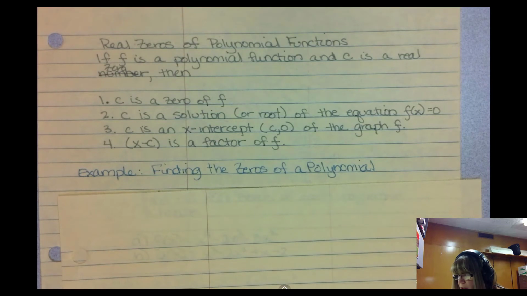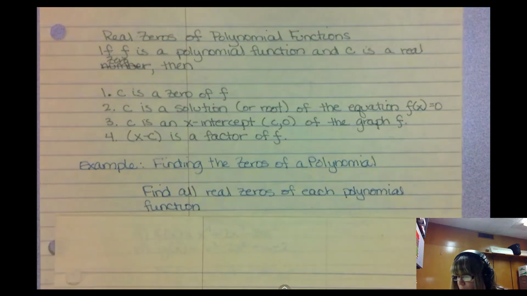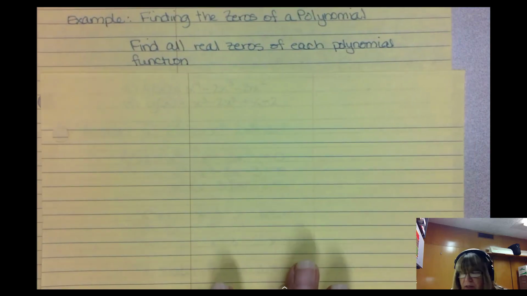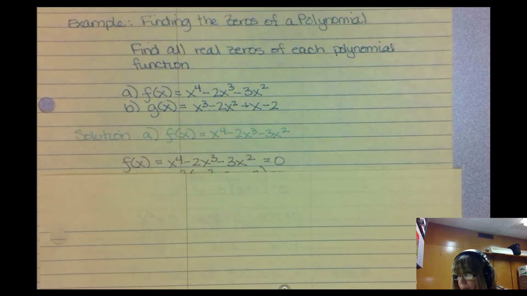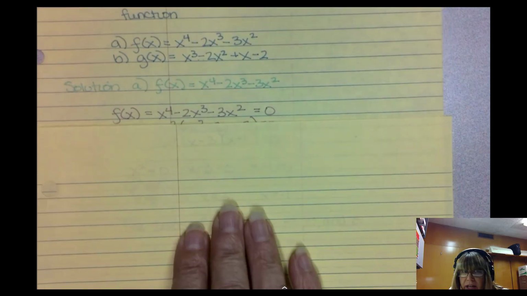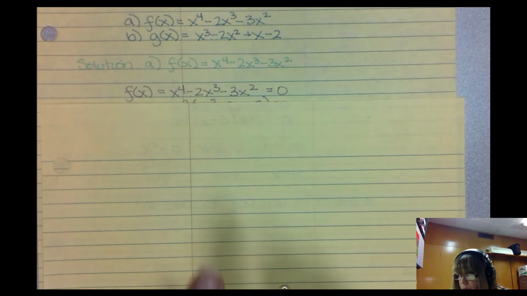So let's look at an example, finding the zeros of a polynomial. Let's find all the real zeros for each of these polynomials. First of all, f of x equals x to the 4th minus 2x cubed minus 3x squared. And g of x equals x cubed minus 2x squared plus x minus 2. Let's take a look at the first one. Okay, if I am trying to find all values where our function equals 0, I've got to set it equal to 0.